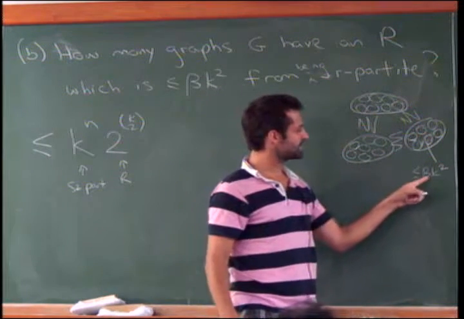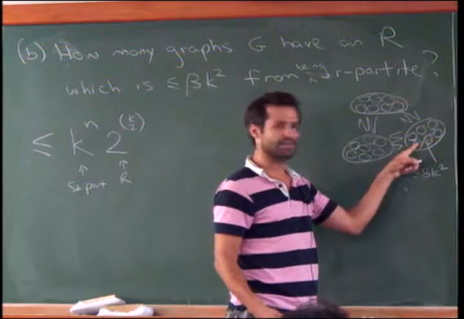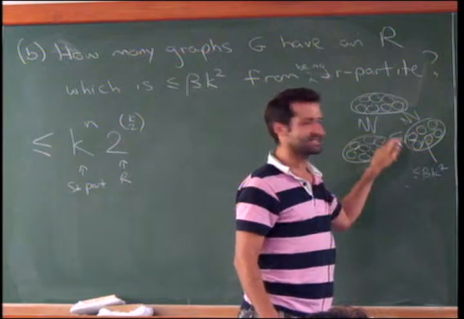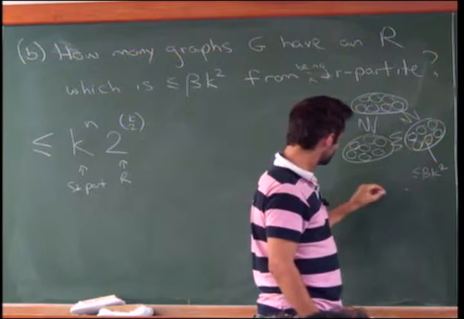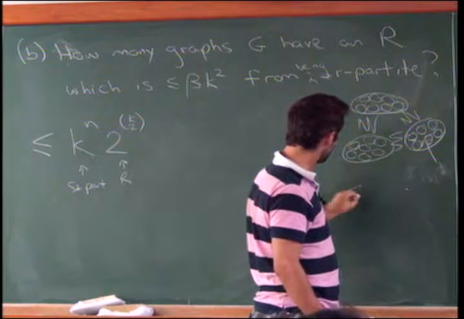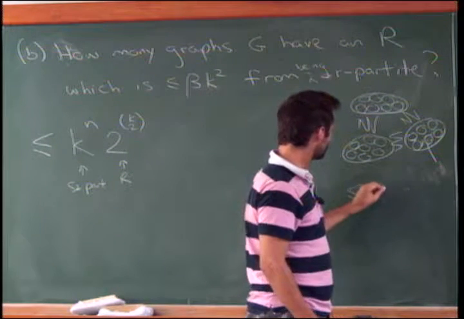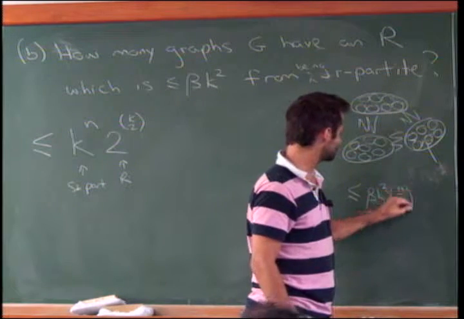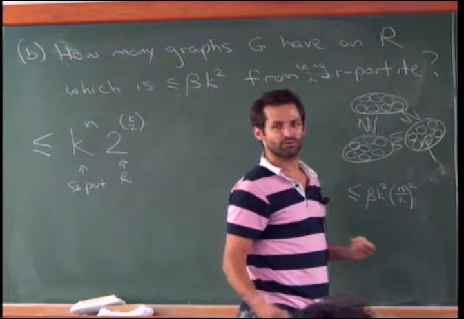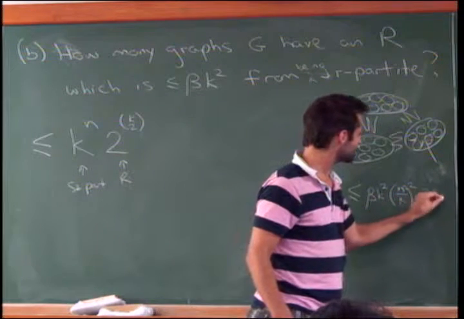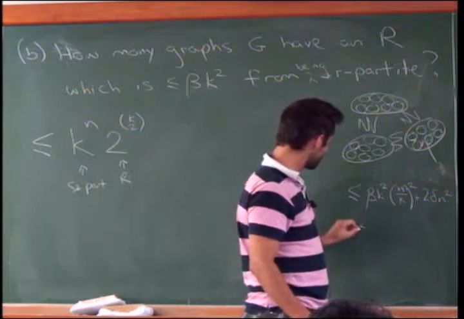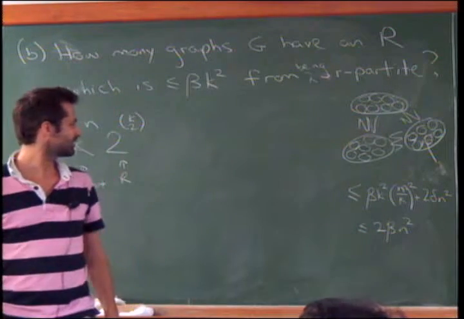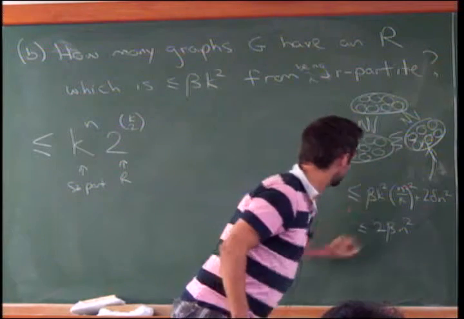You're saying there's at most beta k squared edges of R inside here. But what does that imply about the number of edges of G inside here? Well, it's at most... okay, the edges of R can contribute n over k squared, and all the rest can contribute 2 delta n squared. This is at most 2 beta n squared. Edges of G.